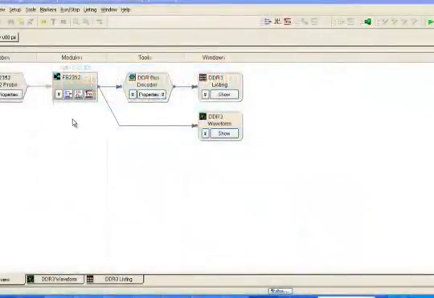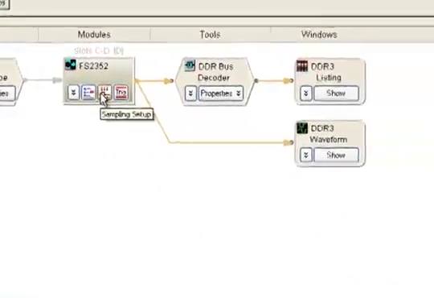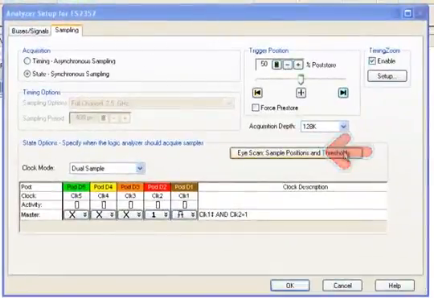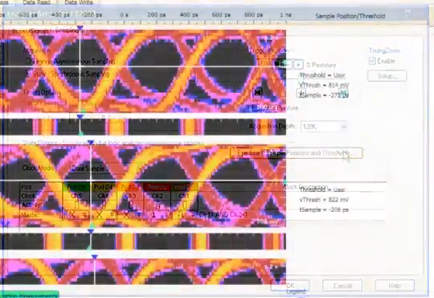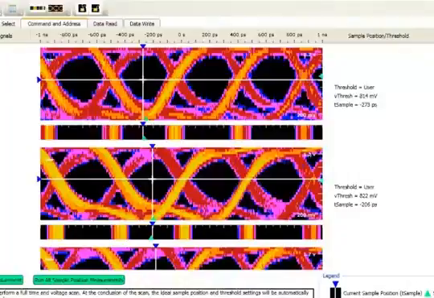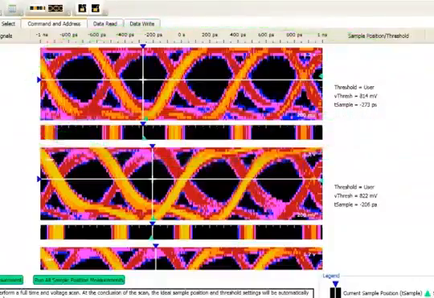To obtain iScan information, go to the sampling icon on the overview screen, open the iScan and sample positions and threshold window. All tabs correspond to different signal groups. Currently, we are looking at the address and command signal group. We are viewing iFinder and iScan information.